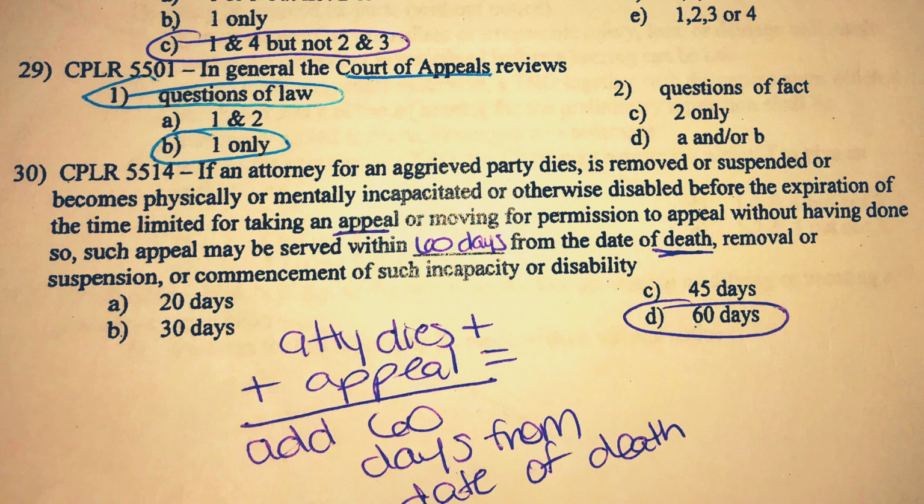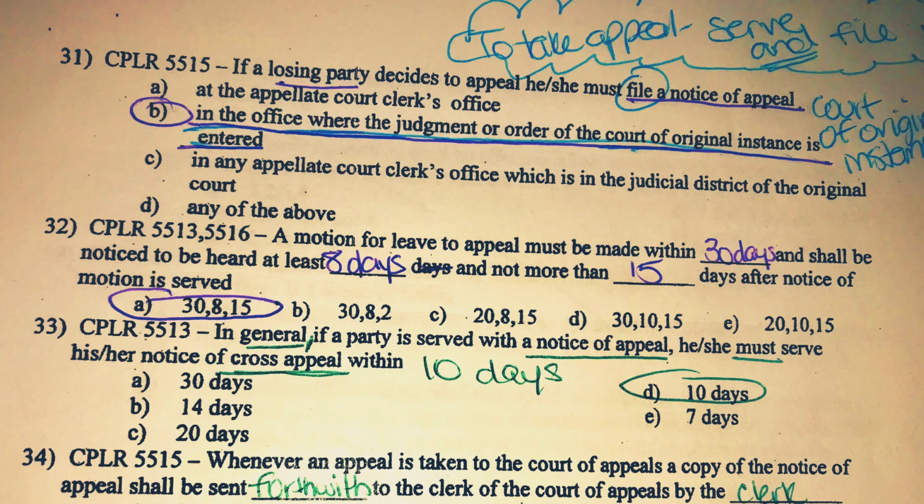So I have a math problem here for you. It says attorney dies plus appeal equals add 60 days from date of death. 31, if a losing party decides to take an appeal, they must file the notice of appeal in the court of original instance in the office where the judgment or order of the court of original instance is entered. And to take an appeal, you serve your notice of appeal and you file the notice of appeal. You have to do both.